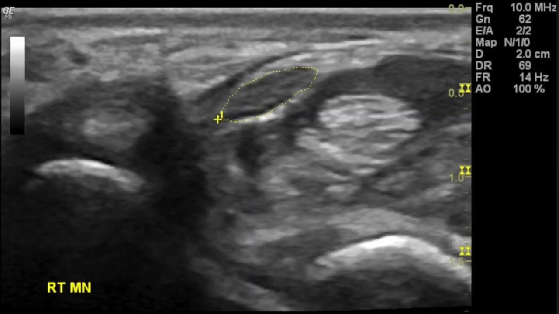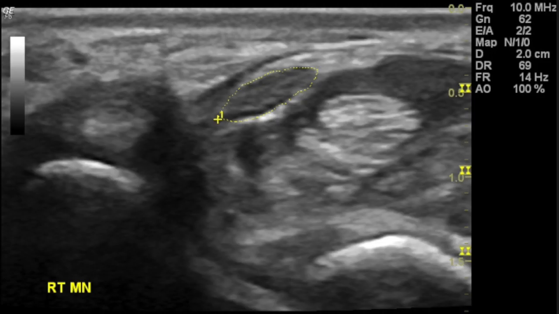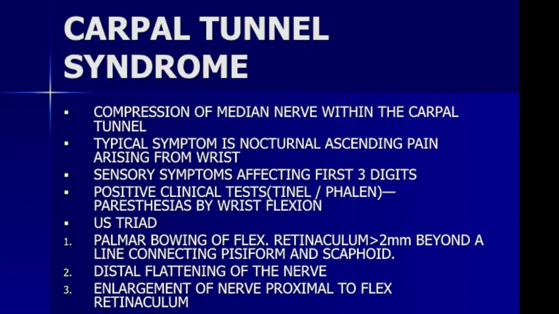The affected side median nerve reveals a cross section which is 0.10 centimeters squared, whereas on the asymptomatic side it is 0.06 centimeters squared. Again, telling you that the right median nerve was enlarged. So what are we dealing with? Yeah, this was very simple. Carpal tunnel syndrome due to compression of median nerve within the carpal tunnel.